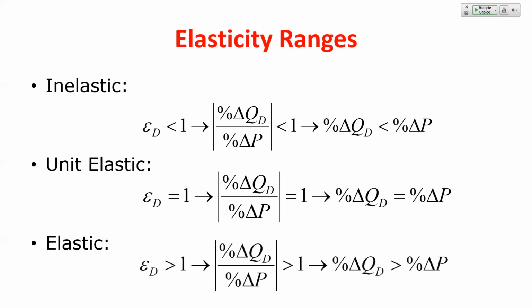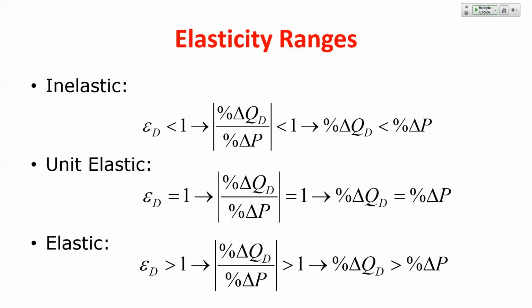And the last category is elasticity of demand greater than 1. Same kind of idea. What's the only scenario? If we have the percentage change in quantity demanded over the percentage change in price, in order for that to be greater than 1, what has to be true about the percent change in quantity demanded relative to the percent change in price? The only way this is greater than 1 is if the numerator is larger, or that percentage change in quantity demanded is greater than the percentage change in price.